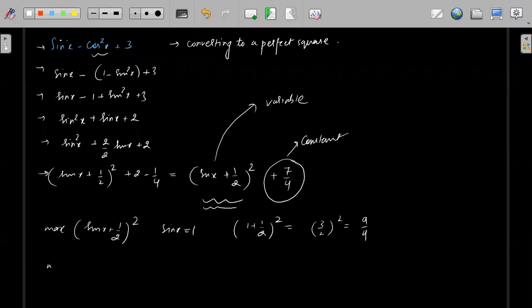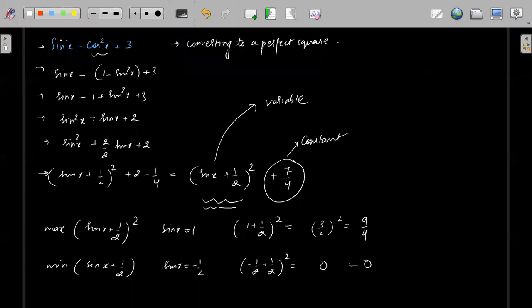That is the maximum of this. Now the minimum of sine x plus 1 by 2 whole square will be when sine of x is equal to minus 1 by 2, because then it will become 0. So minus 1 by 2 plus 1 by 2 whole square is equal to 0. So the minimum value is 0. So we'll try the minimum and maximum value.